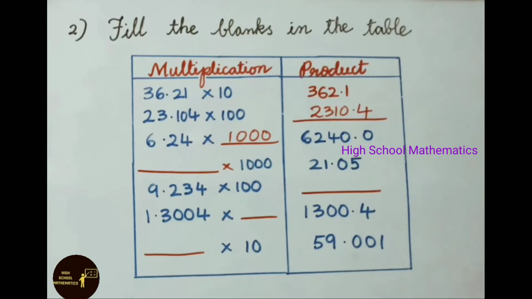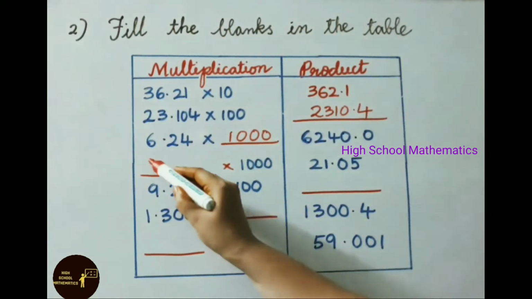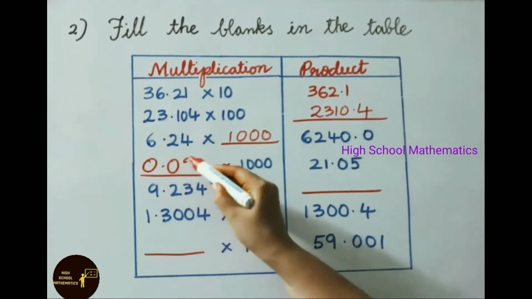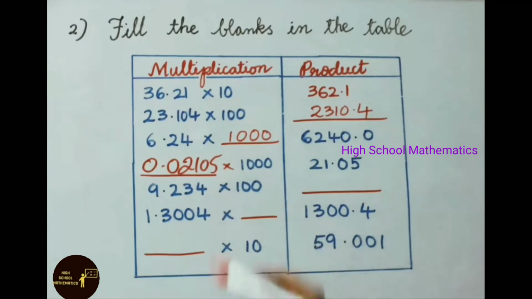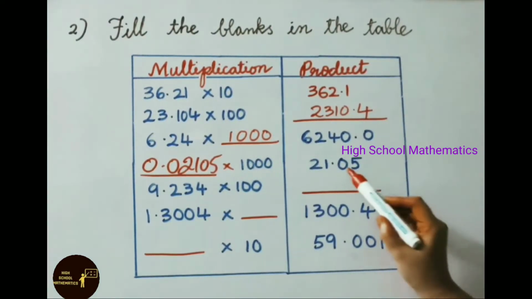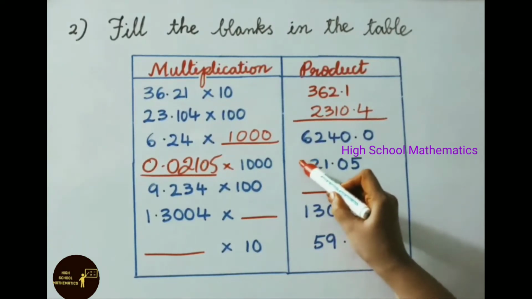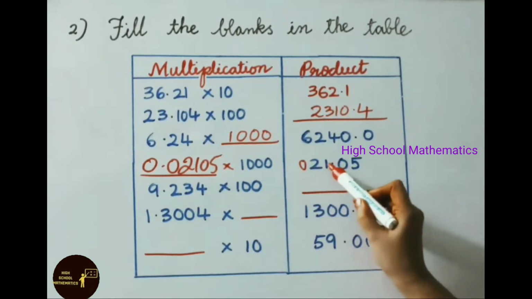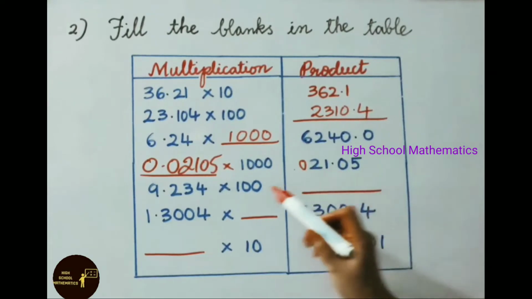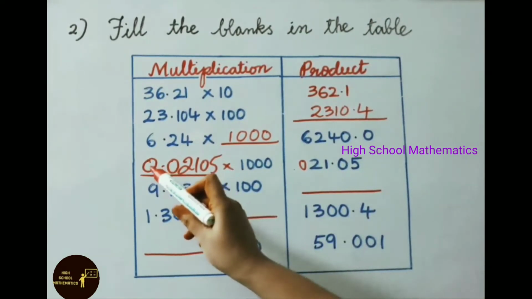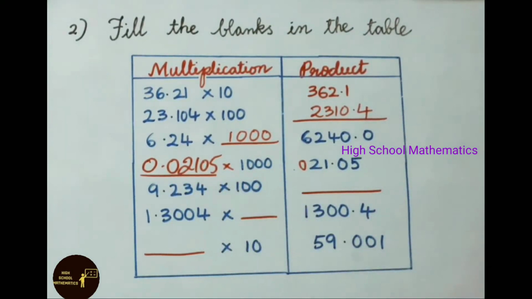See now fourth one, blank multiplied by 1000, they got the answer 21.05. So we had to shift this decimal point 3 places before. 0.02105 is the answer. What we have done here is we shifted this decimal point 3 digits before. Here no value, we placed a 0. So 1, 2, 3, 3 digits before we placed the decimal point. So 0.02105 is the answer.